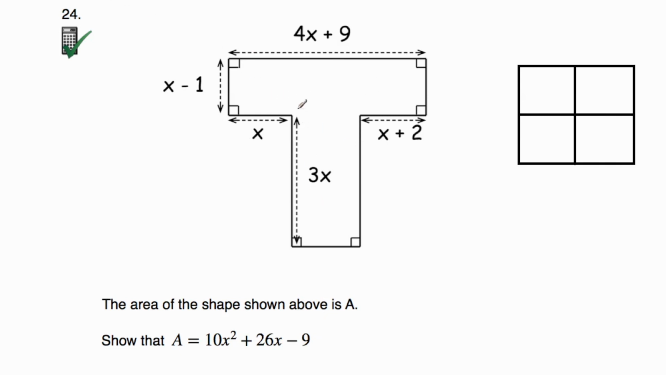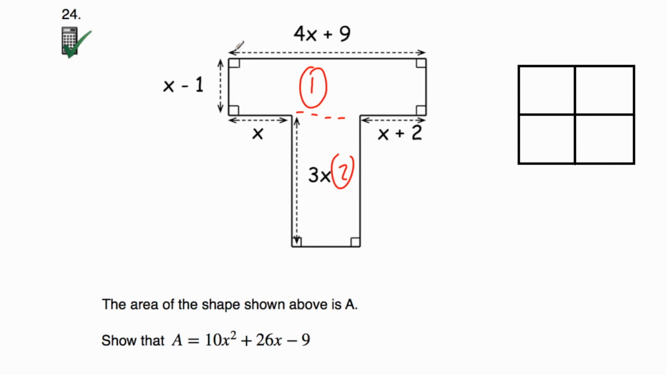So it's a T-shape, so I'm going to cut it into two rectangles. I'm going to find the area of this rectangle on the top, rectangle 1, and then the area of this rectangle, rectangle 2, and then add them together, and then put that equal to A, the area of the whole shape. And hopefully we'll get this answer.